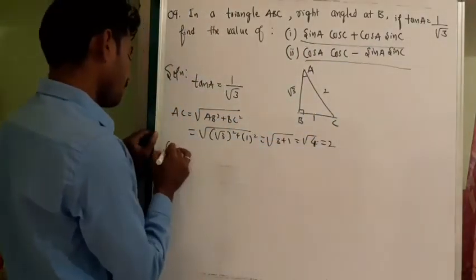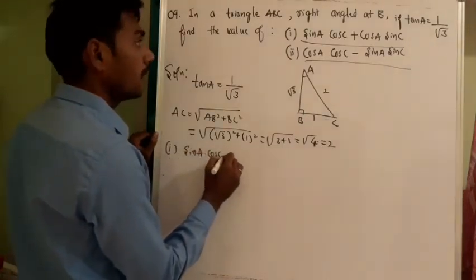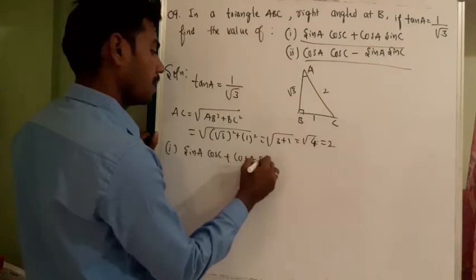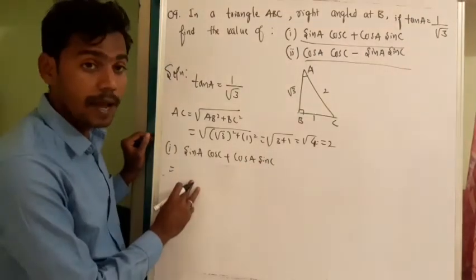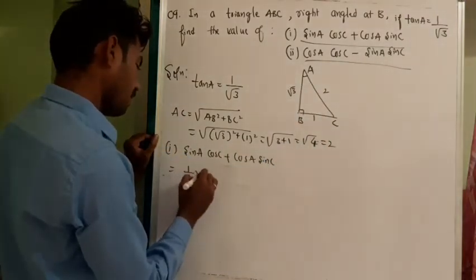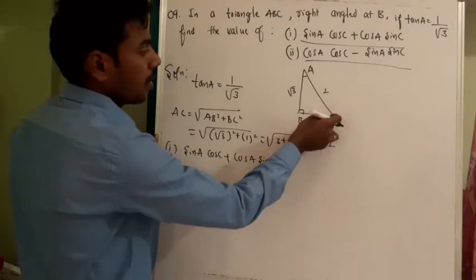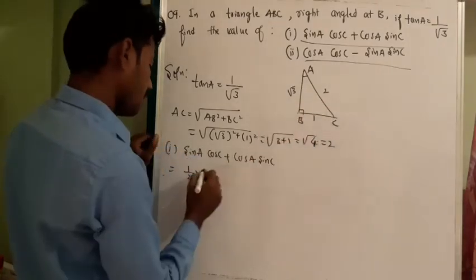Okay, first one, sin A cos C plus cos A sin C. Find what is sin A. Sin A is nothing but opposite by hypotenuse, sin A is 1 by 2, into cos C. Cos C is nothing but adjacent by hypotenuse, 1 by 2.